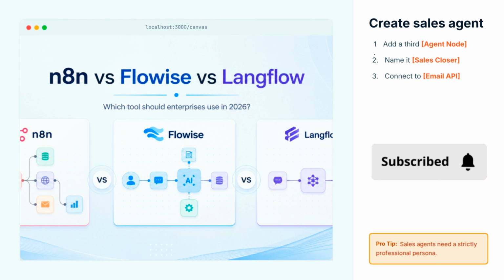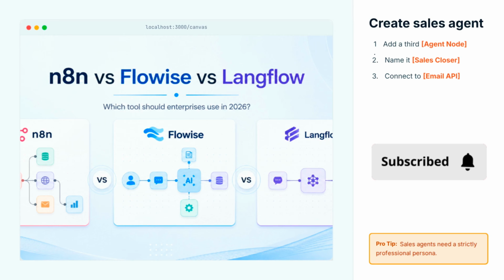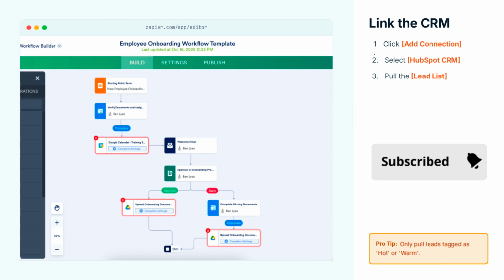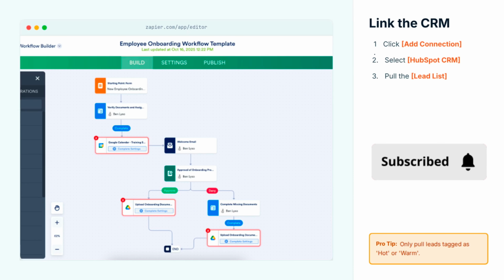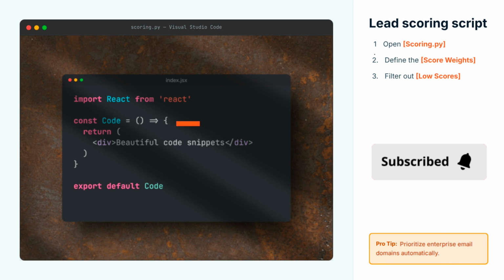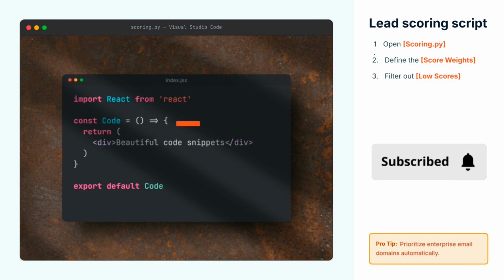To create a sales agent, add a third agent node, name it Sales Closer, and connect it to the email API. Sales agents require a strictly professional persona. Link your CRM by clicking Add Connection, selecting HubSpot CRM, and pulling the lead list. A pro tip is to only pull leads tagged as hot or warm. Create your lead scoring script by opening scoring.py, defining the score weights, and filtering out low scores. Prioritize enterprise email domains automatically.